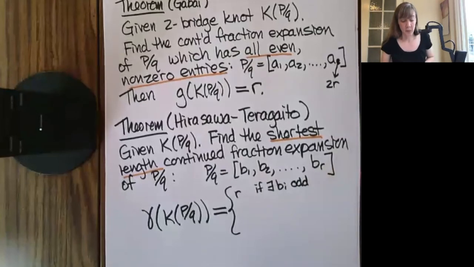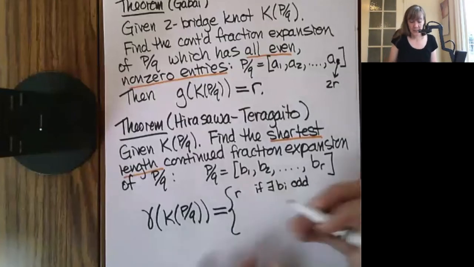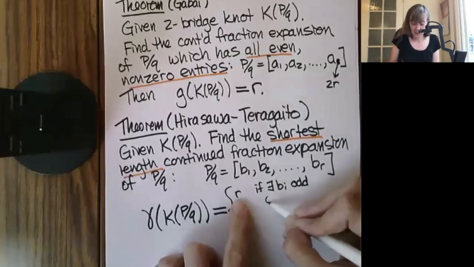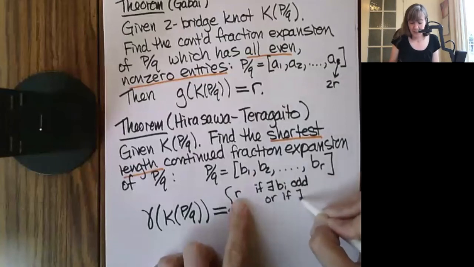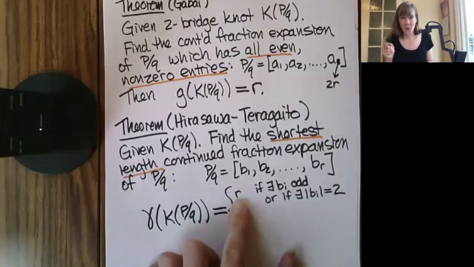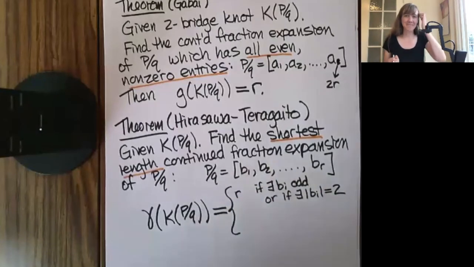Now, what if they're all even? If they're all even, then that's going to be an orientable surface, and we'd like a non-orientable surface. So what we have to consider are options here. Turns out, if they're all even, but one of them is 2 in magnitude, then there's a workaround that you can do with continued fraction algebra to get one of the numbers to be odd. So it's also equal to R if there exists a B sub i with magnitude 2. There's a workaround that you can still fix this up.